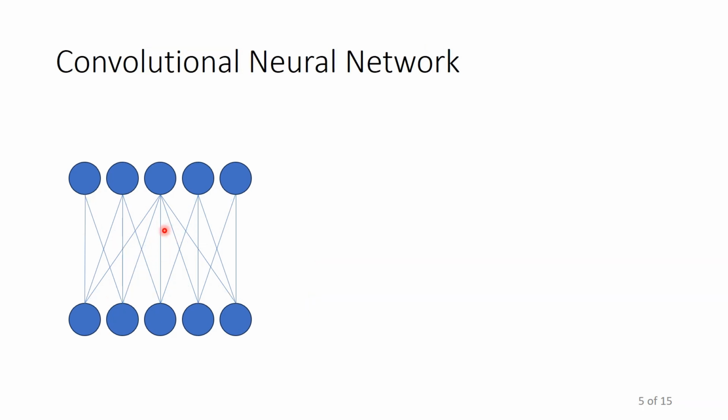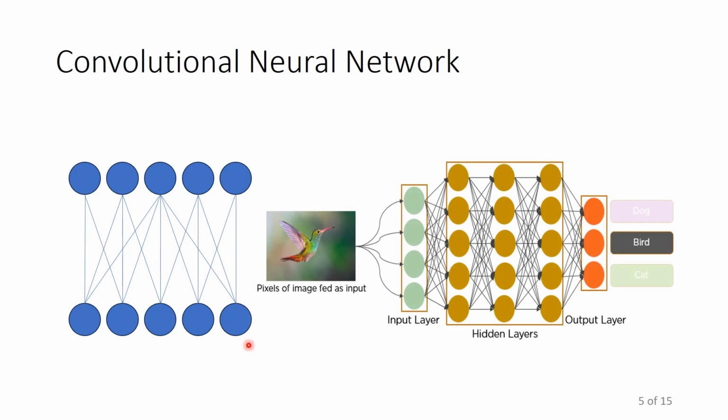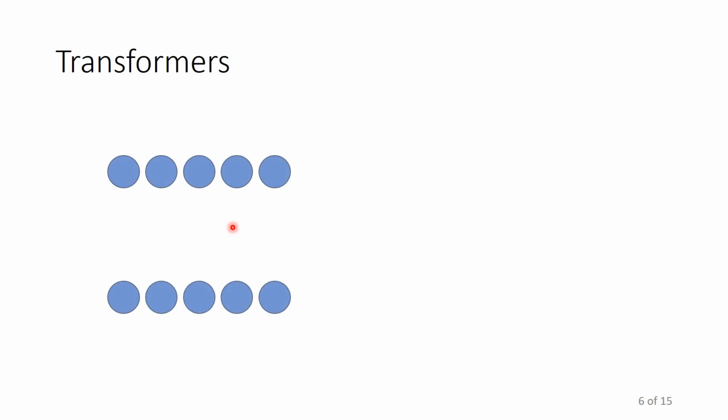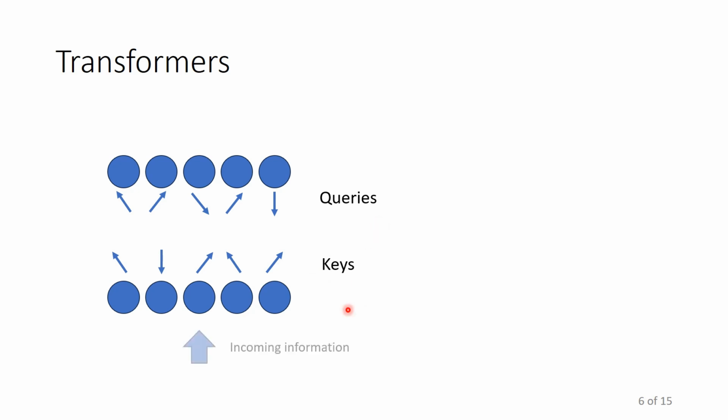In convolutional neural networks, however, we connect each token to only its immediate neighbors. That means we basically look at the local regions of the image. How about transformers? In transformers, we transform one sequence into another, and we do that by calculating the dot product between the keys and queries. So imagine we have an incoming information, and then we calculate the dot product between the keys and queries.